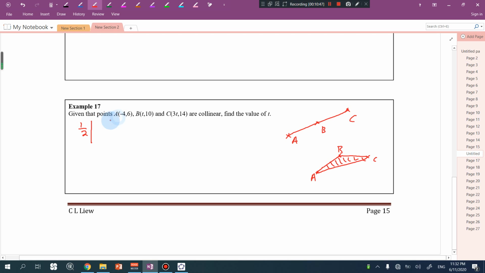Put modulus sign. Okay, now I have -4, 6, t, 10, 3t, 14. Always remember, last pair, copy the first pair. So -4, 6. Okay, and this whole thing I know must be equal to 0 because they are collinear. They don't have area here. So 1/2 brought over here means that 0 divided by 1/2, you will still get 0, right? Okay, so let me copy first.